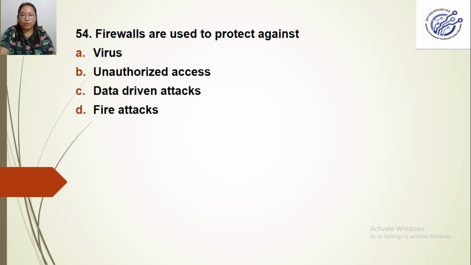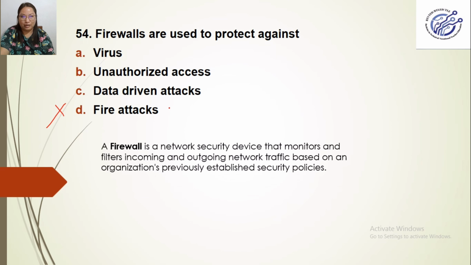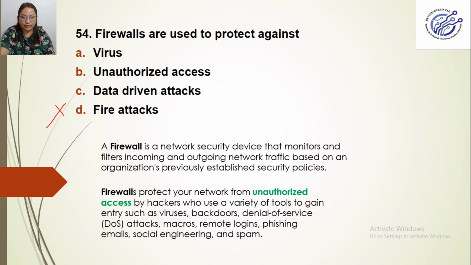54, firewalls are used to protect against: A, virus; B, unauthorized access; C, data-driven attacks; and D, fire attacks. Obviously it is not fire attacks, because there are no fire attacks on our computers. A firewall is a network security device that monitors and filters incoming and outgoing network traffic based on an organization's previously established security policies. So our firewall protects against unauthorized access. Number 54, letter B is our answer. Virus falls under letter B.